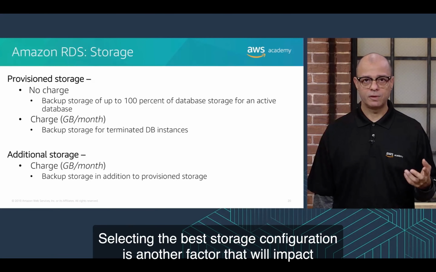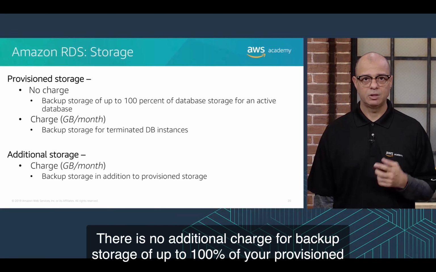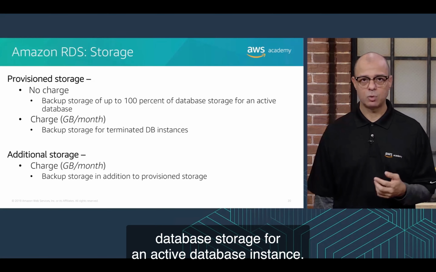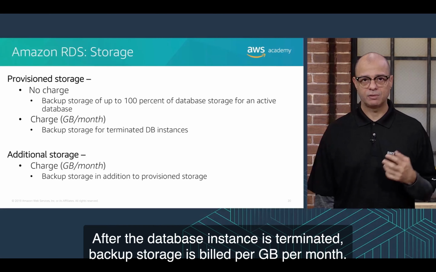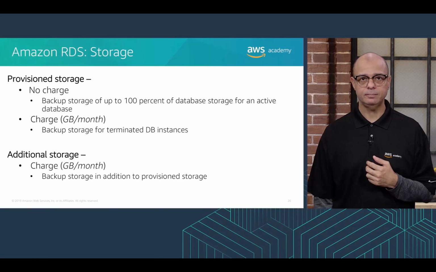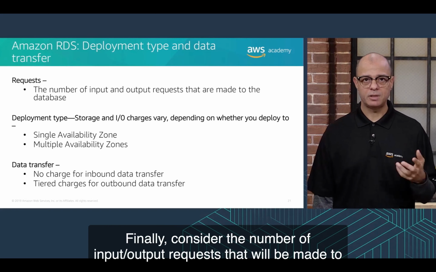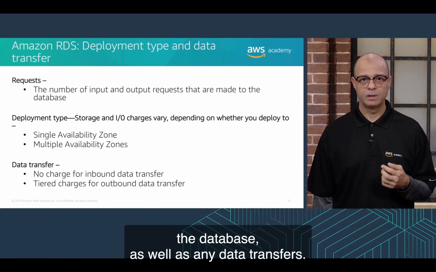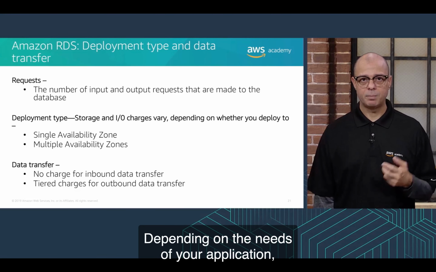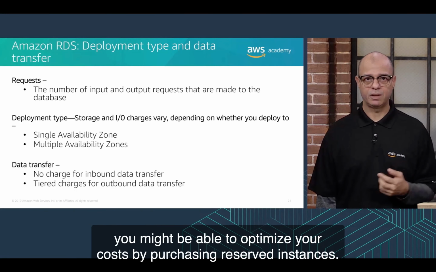Selecting the best storage configuration is another factor that will impact the cost of running your RDS implementation. There is no additional charge for backup storage of up to 100% of your provisioned database storage for an active database instance. After the database instance is terminated, backup storage is billed per gigabyte per month. Finally, consider the number of input-output requests that will be made to the database, as well as any data transfers. Inbound data transfer is free, and outbound data transfer costs are tiered. Depending on the needs of your application, you might be able to optimize your costs by purchasing reserved instances.